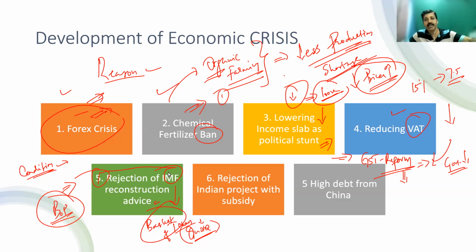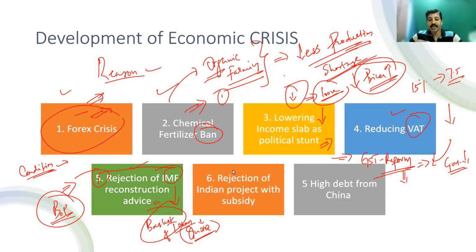When a country is facing a balance of payment crisis, they not only give currency, dollars, just to take care of yourself, they give the loan with a condition. The condition means the economic experts will advise you what things need to be done so that your balance of books will be in proper shape. But those advices were not accepted by Sri Lanka. They were not in a position to execute whatever conditions the IMF set. That is the meaning of rejection of IMF reconstruction advice.